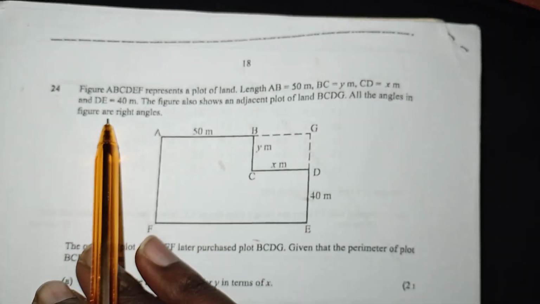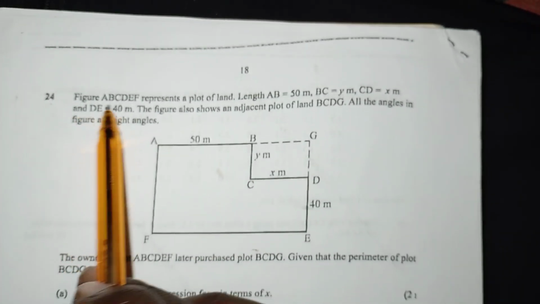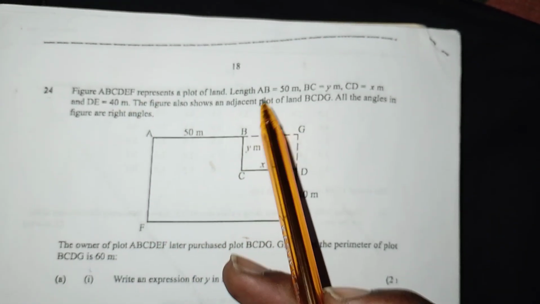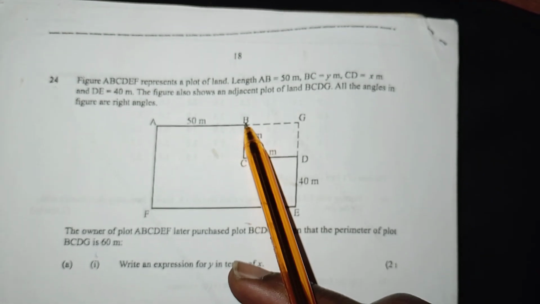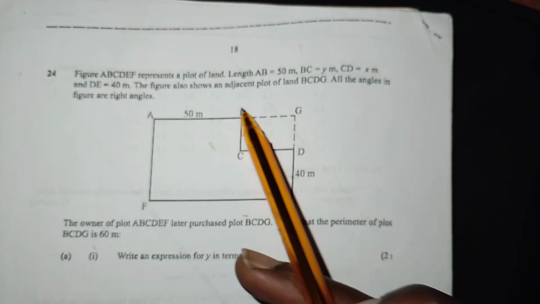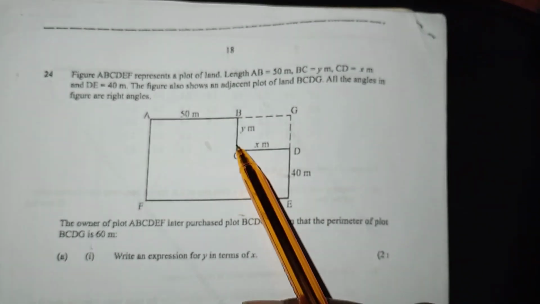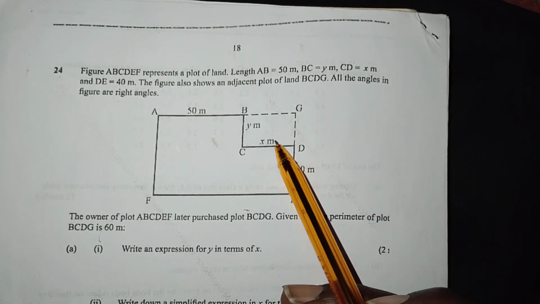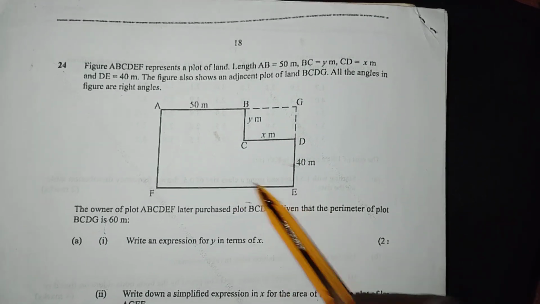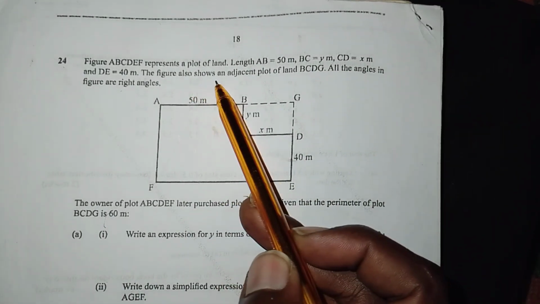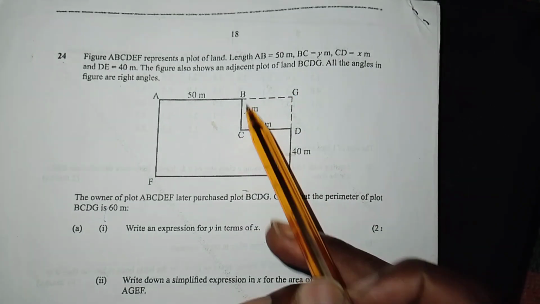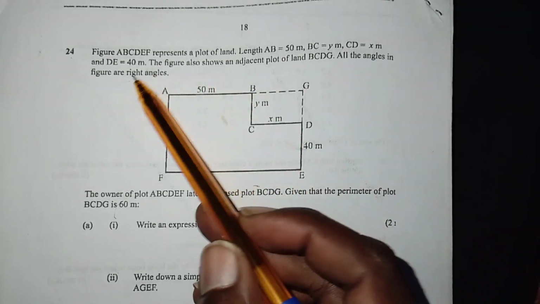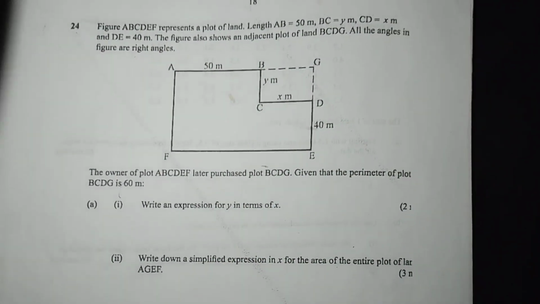Maths question 24. The figure ABCDEF represents a plot of land. AB is 50 centimeters, BC is y centimeters, CD is x, and DE is 40. The figure also shows an adjacent plot BCDG. All the angles in the figure are right angles.